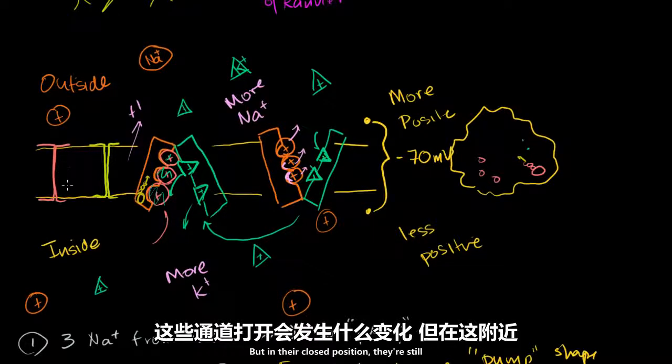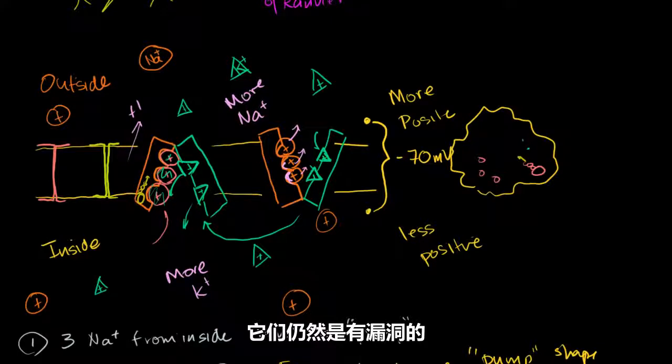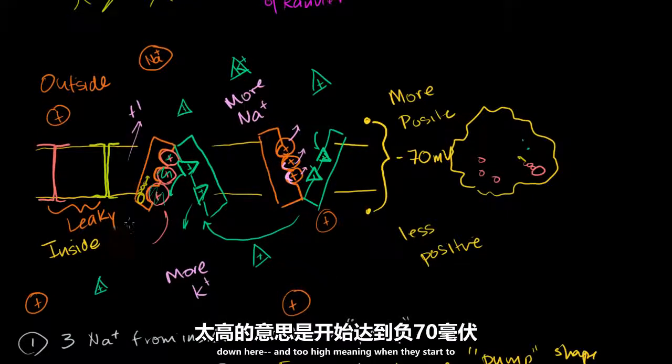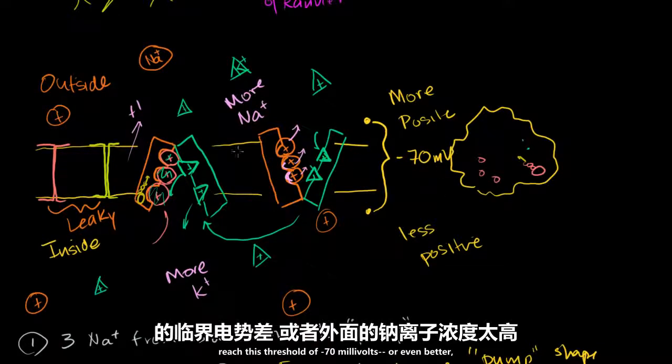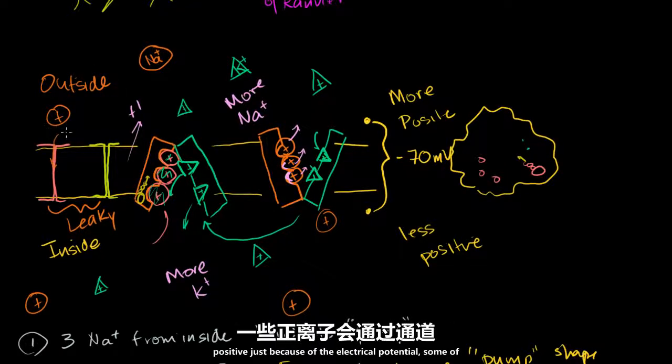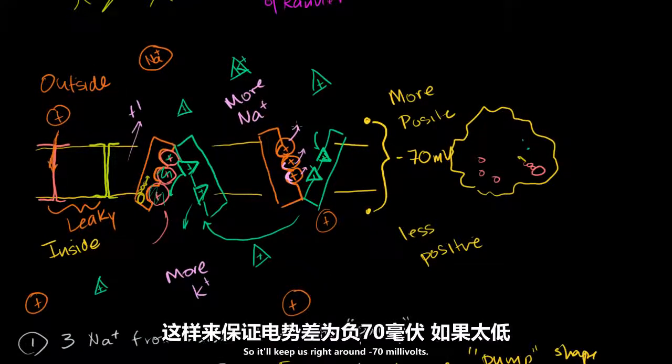But in their closed position, they're still a little bit leaky. And if, say, the concentration of potassium becomes too high down here, meaning when they start to reach this threshold of minus 70 millivolts, or even better, when the sodium gets too high out there, a few of them will start to leak down. When the concentration gets really high, and this is really positive just because of the electrical potential, some of them will just be shoved through. So it'll keep us right at around minus 70 millivolts.